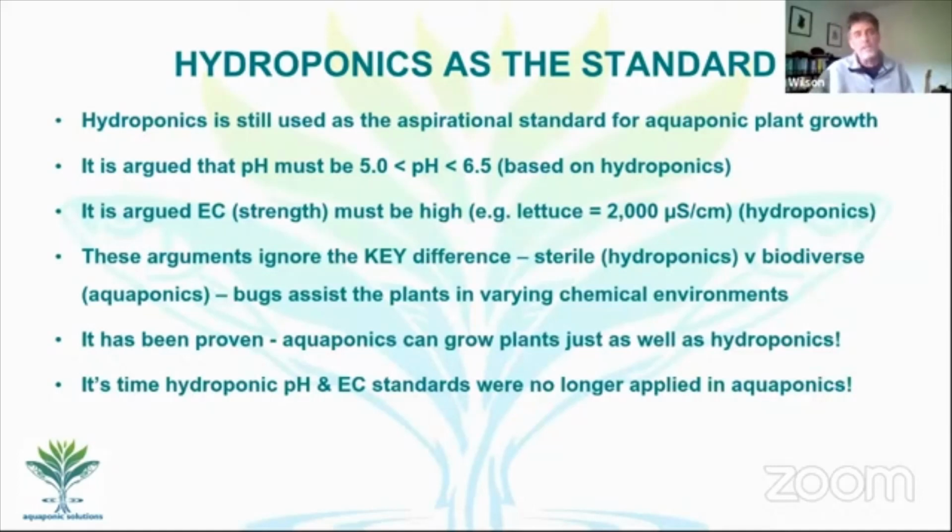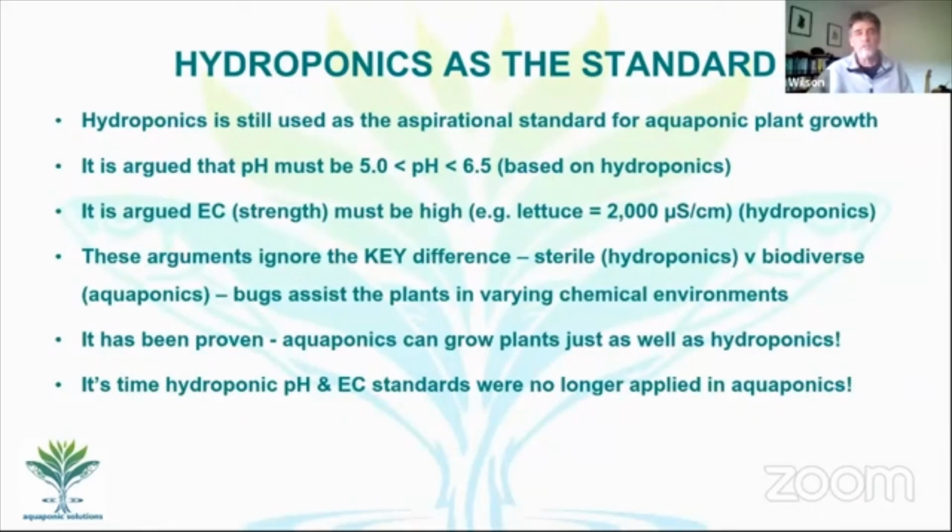But those arguments ignore one key difference. Hydroponics is a sterile system. There's no microbiology in it. It's purposely sterilized to keep the microbiology out. So everything that's occurring in a hydroponic system is based on mineral chemistry, as opposed to an aquaponic system, which is full of a myriad mixture of microorganisms, from bacteria all the way through to fungi.